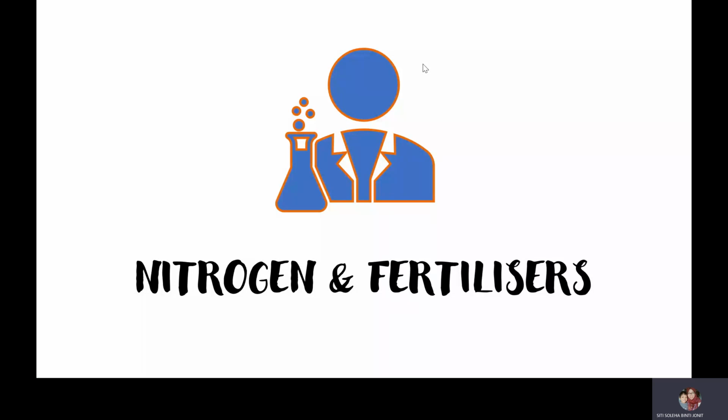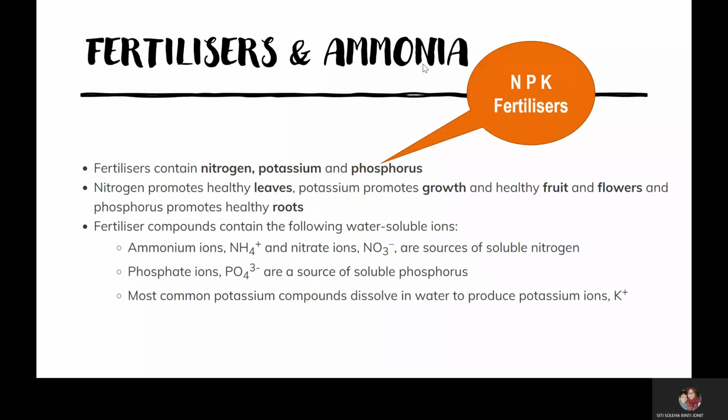Nitrogen and fertilizers. NPK fertilizers. Okay, fertilizers contain nitrogen. N is for nitrogen. P here is for phosphorus and K here is for potassium. Nitrogen promotes healthy leaves. Potassium promotes growth and healthy fruit and flowers, while phosphorus promotes healthy roots.